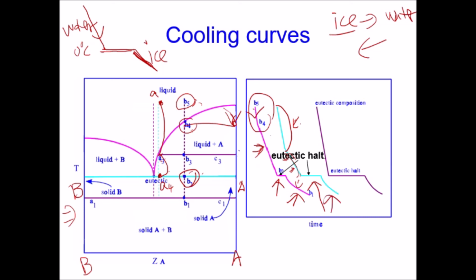Now if you start at this point, the eutectic composition, then you see a long liquid cooling and a long eutectic halt. All the liquid freezes and becomes two solids, and then the solid cooling. This cooling for the eutectic composition resembles the pure substance cooling process.